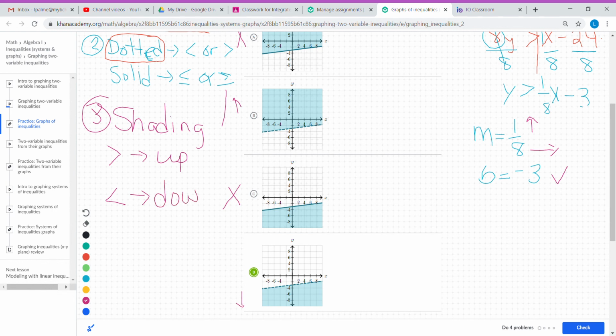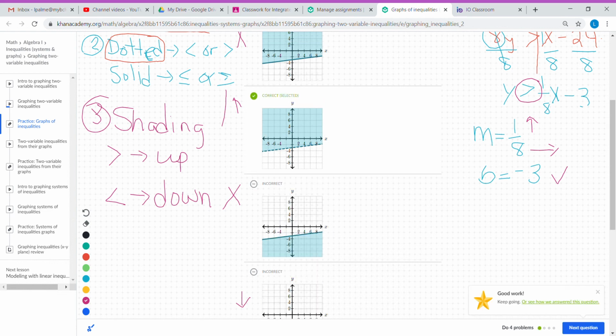Since we are dealing with a greater than symbol, we know we need to shade up. So B is our answer. Check that, and we're good.